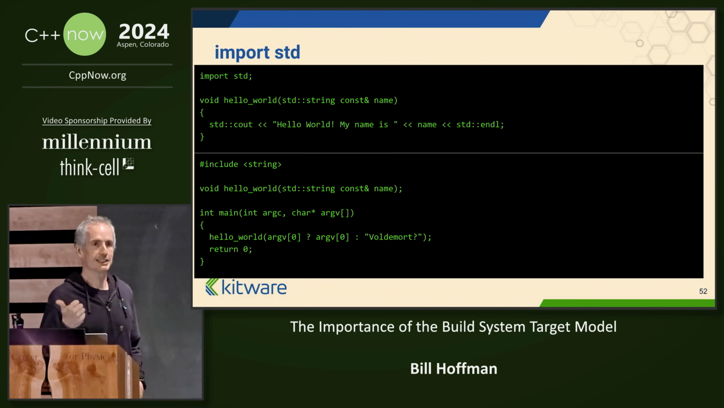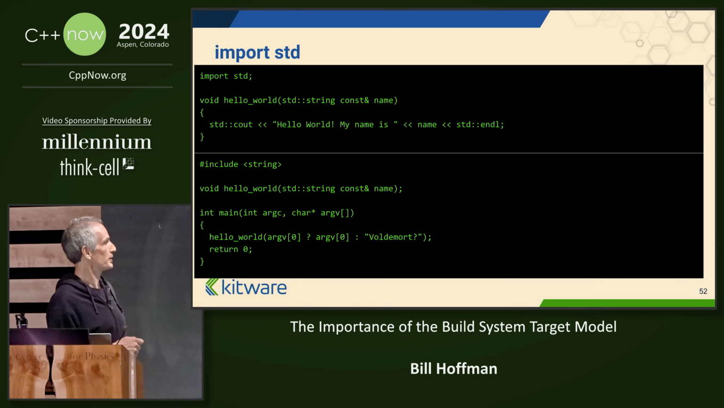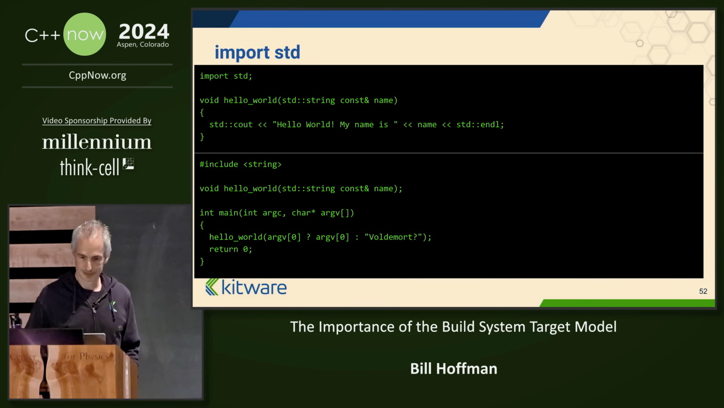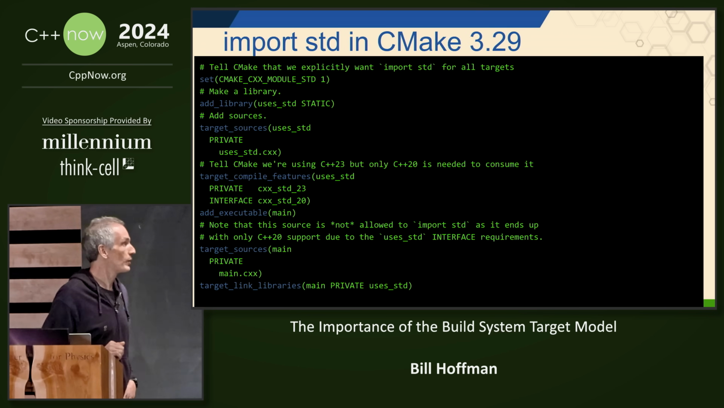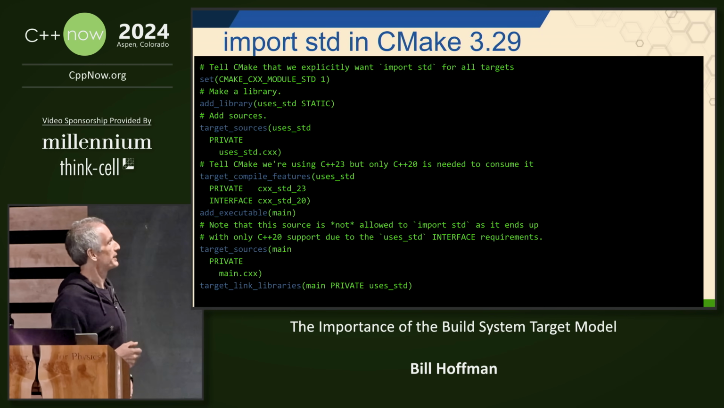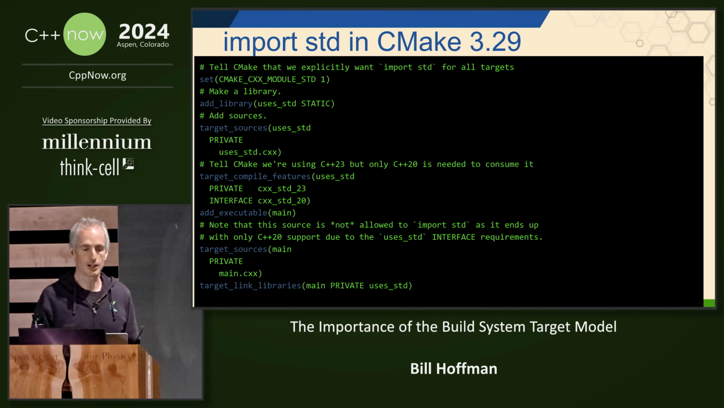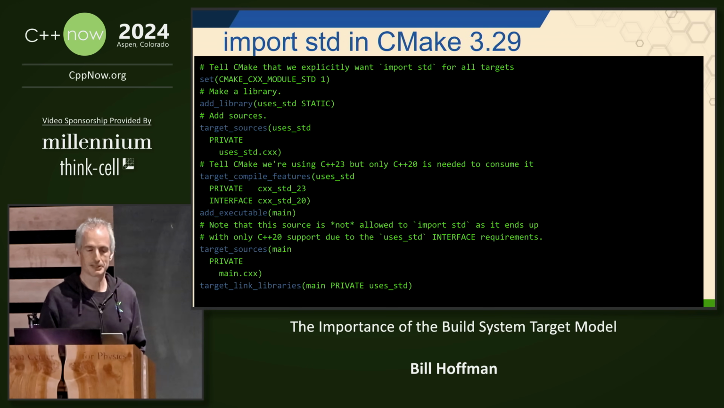Now, import std, everyone wants that, right? That should be simple. So it looks simple in the C++ code. So I've got a hello world, and I do import std in there, and then a main that calls my hello world function. And what does this look like in CMake 3.29? Well, up at the top, I tell CMake that we explicitly want import std for all the targets. So CMAKE_CXX_MODULE_STD set to 1.